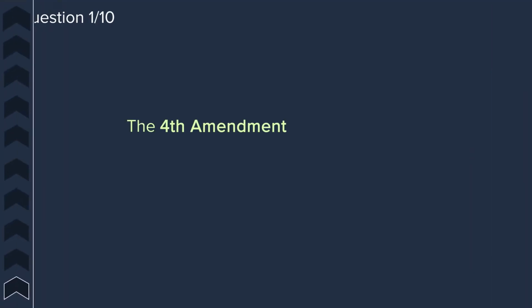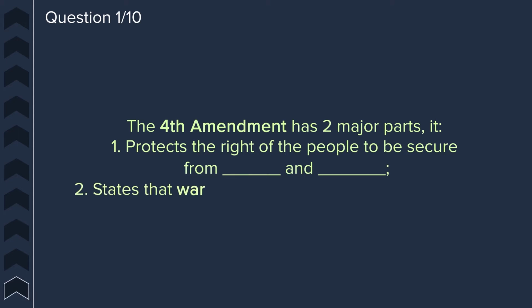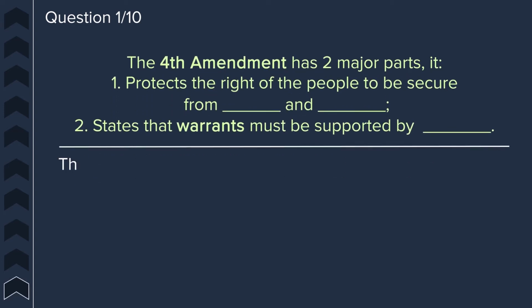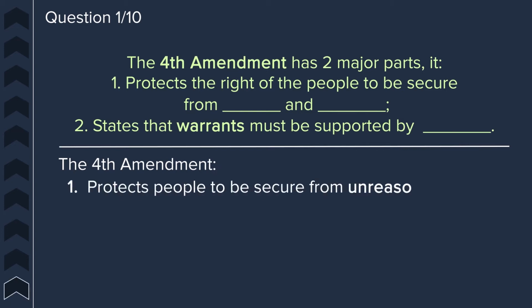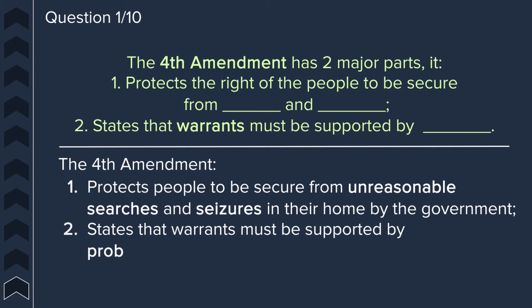The Fourth Amendment has two major parts. It protects the right of the people to be secure from blank and blank, and it states that warrants must be supported by blank. The Fourth Amendment first protects people to be secure from unreasonable searches and seizures in their home by the government, and it states that warrants must be supported by probable cause.